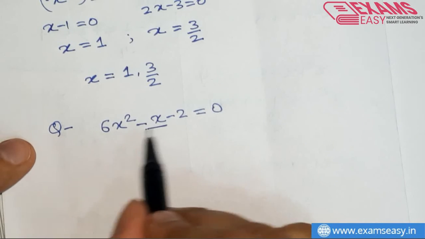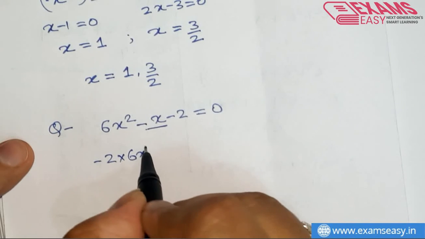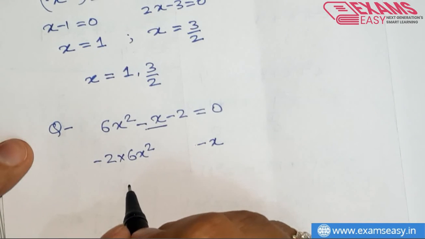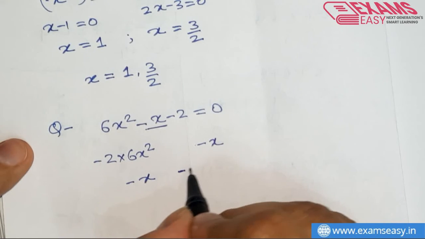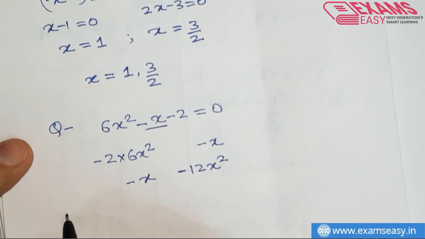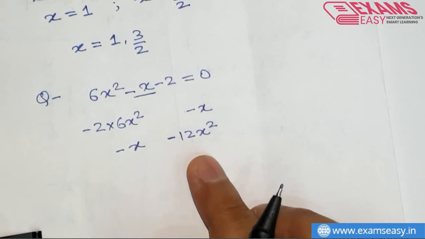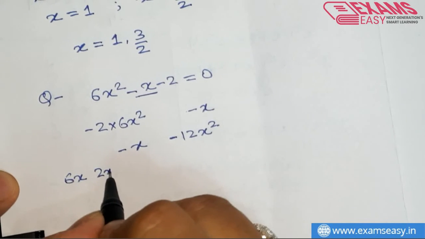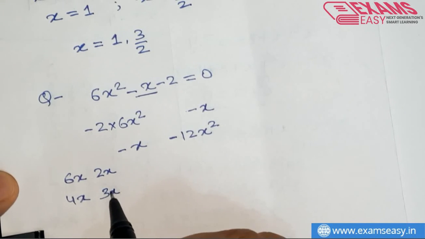So here we get the product as minus 2 into 6x square and the sum as minus x. In short, we want minus x as the sum of the two terms, and we want minus 12x square as the product of the two terms. So let us see the possible combinations. The possible combinations are 6x and 2x, and 4x and 3x. Now let us see where we get it.